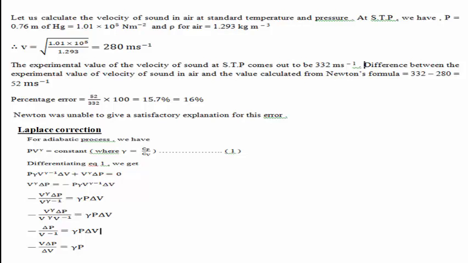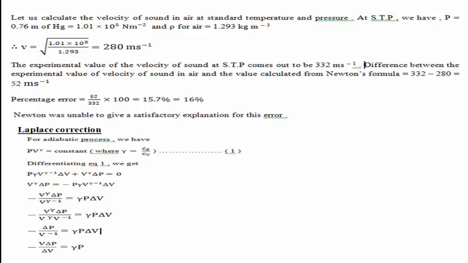This is because when a sound wave travels in a medium, the compression and rarefaction follow each other so fast, so rapidly, that there is no time for the exchange of heat with the surroundings. It means that neither is heat transferred to the surroundings during compression, nor is heat taken from the surroundings during rarefaction. Hence, the process during the propagation of sound waves in the medium is adiabatic and not isothermal as assumed by Newton.